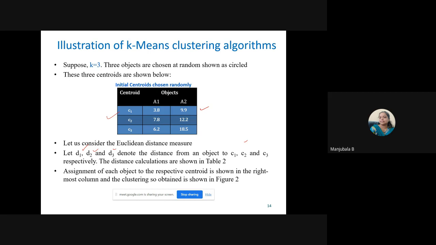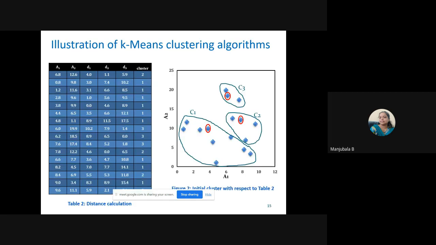Right? Now let us see, suppose you see this one. This is the data point D, the original data. This is the D1, D2, D3. So D1 with respect to cluster C1, D2 with respect to cluster C2, D3 with respect to cluster C3. So this is the point 6.8 and 12.6. This is the first point in the data set D, right? So you have to find out the Euclidean distance of this point with the cluster C1, right?